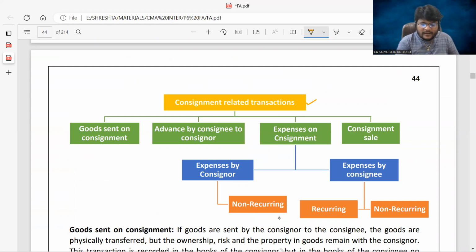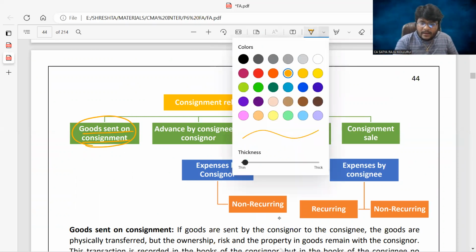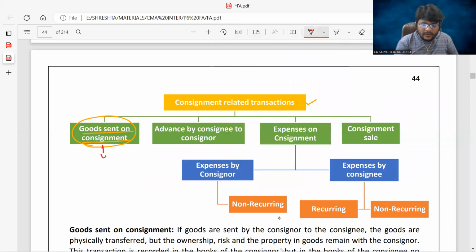First, the goods are sent by consignor to the consignee, which are technically known as goods sent on consignment. Certain goods which are transferred by consignor to the consignee are known as goods sent on consignment. At this stage only, consignor is going to prepare pro forma invoice.